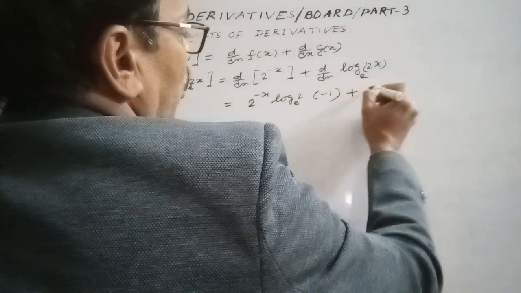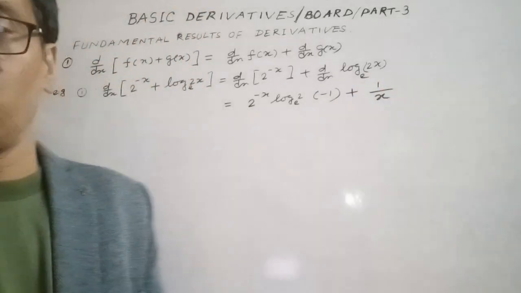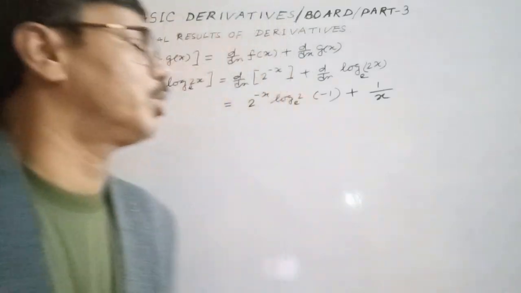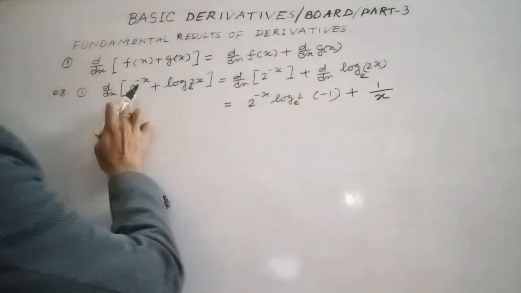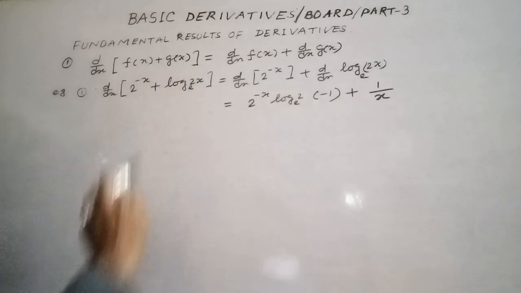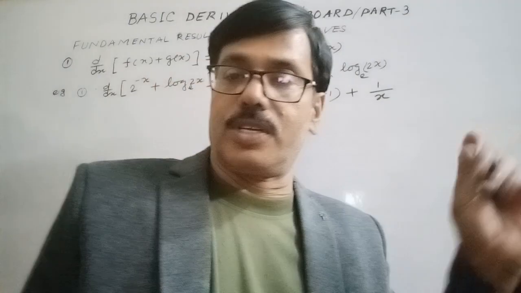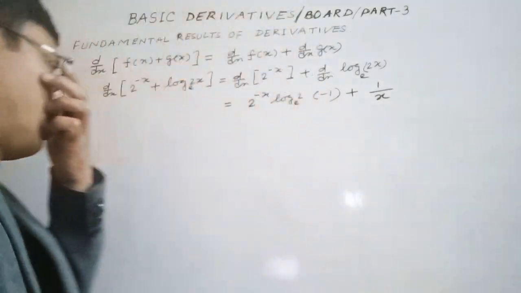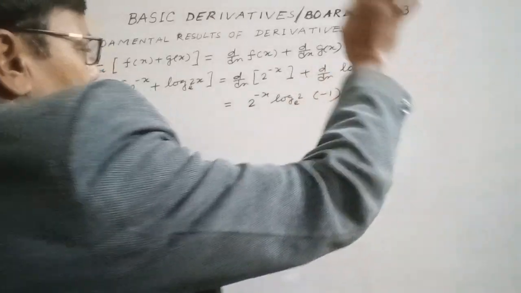And the derivative of log 2x is 1 by x, that is 1 by 2x into 2. So, this is the derivative of 2 to the power minus x plus this. So, these are the sequential steps. We can write this step directly without showing this one.